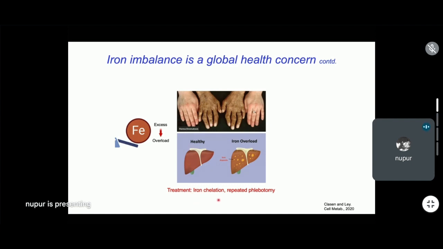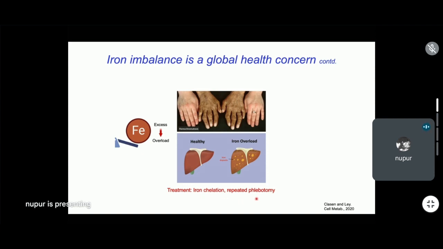It's iron chelation. Basically you give a chemical which can chelate iron, and so take iron out of the solution. And the other approach is you do repeated phlebotomy. Phlebotomy means you do bleeding, and the patient comes to the clinic every 3 to 4 months. You take the blood out. With the blood out, a lot of RBCs are coming out, and so is the iron. So in a way, it reduces the iron overload.